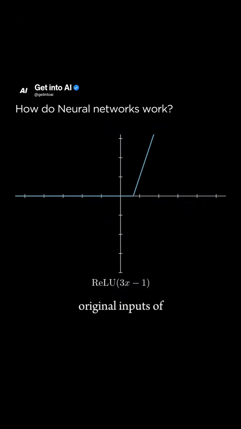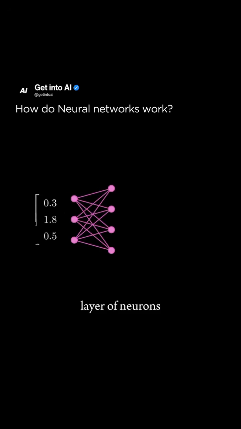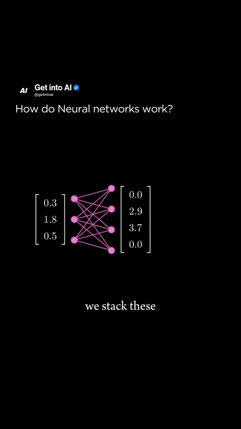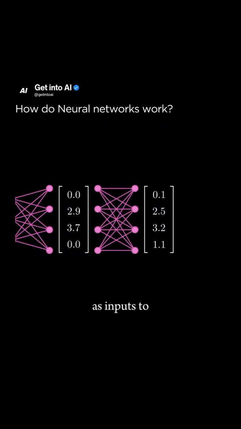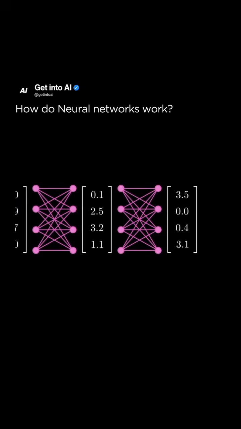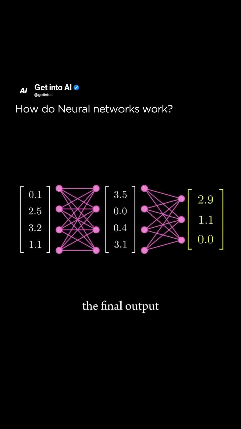We feed the original inputs of our network to a layer of neurons, each with their own learned weights and each with their own output value. We stack these outputs together into a vector and then feed the output vector as inputs to the next layer, and the next, until we get the final output of the network.